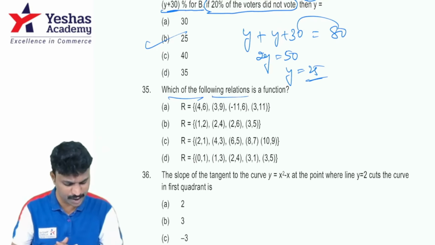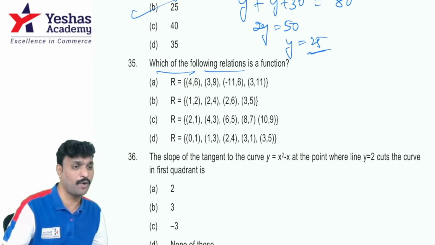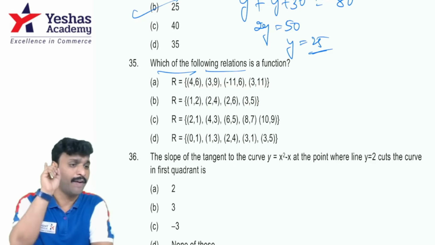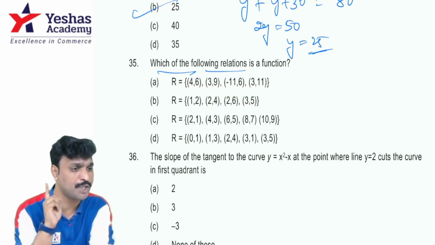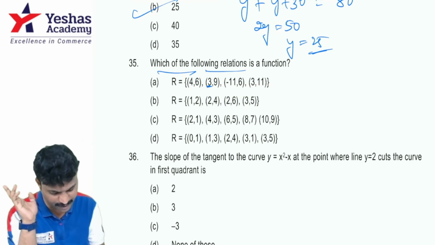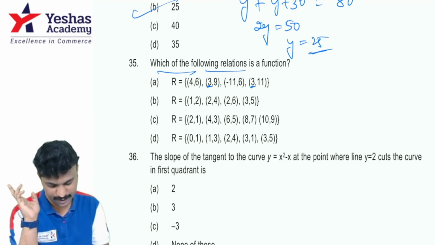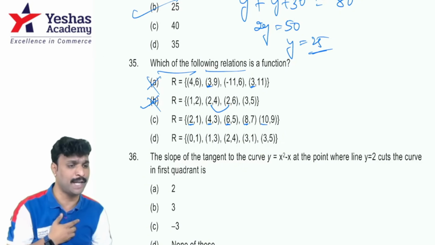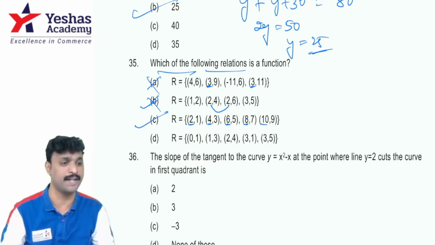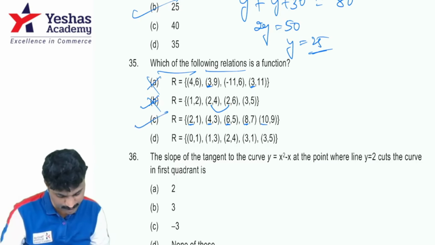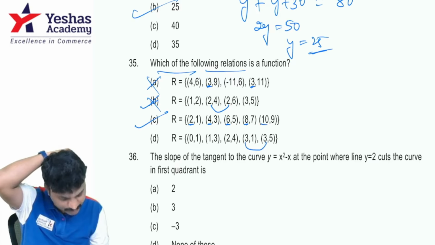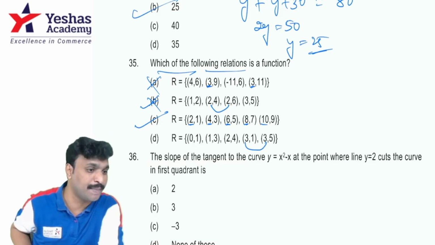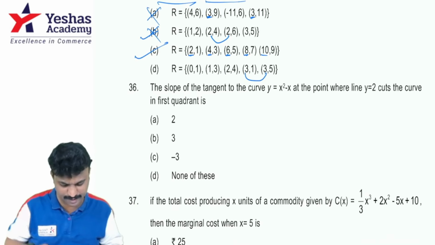Which of the following relations is a function? Guys, for a relation to be a function, the domain element should not repeat in any ordered pair. You can see 3 has repeated in this ordered pair, so it's not a function. And 2 has repeated here, so it's not a function. And here 2, 4, 6, 8, 10, none of the domain elements have repeated. Definitely this relation is the function. But if you look at option D, the domain element 3 has repeated in 2 pairs. That means it's not a function. So option C is the right answer.